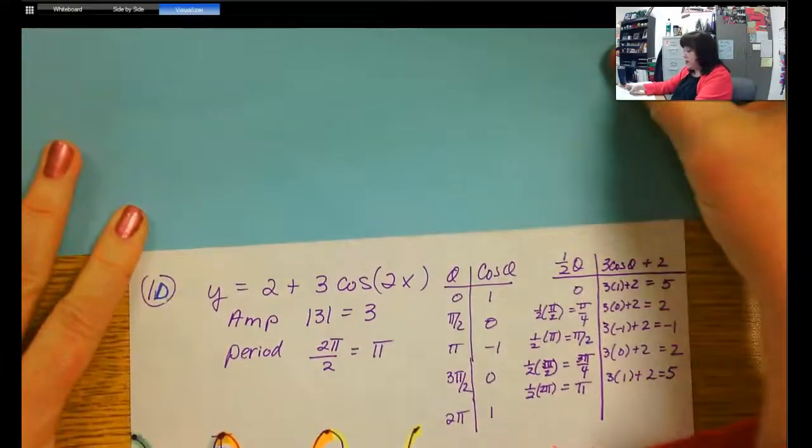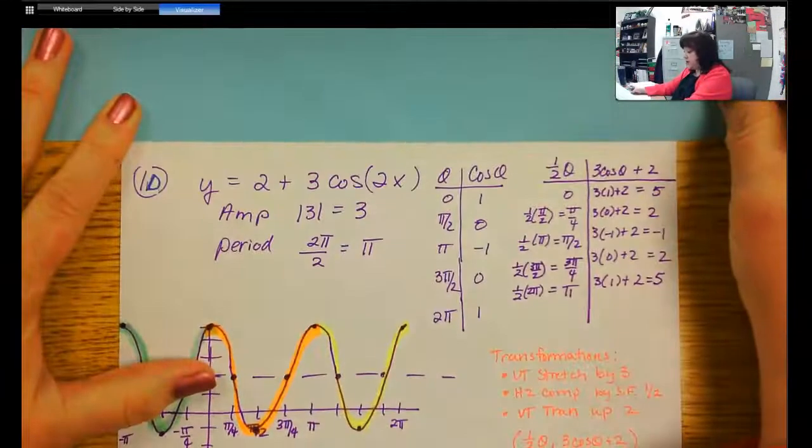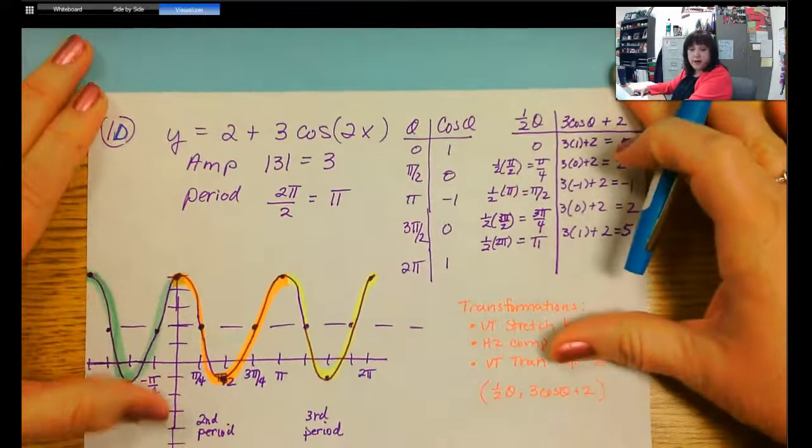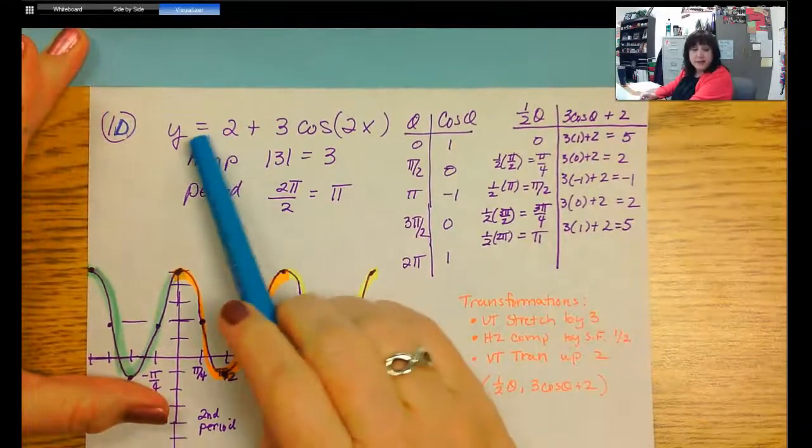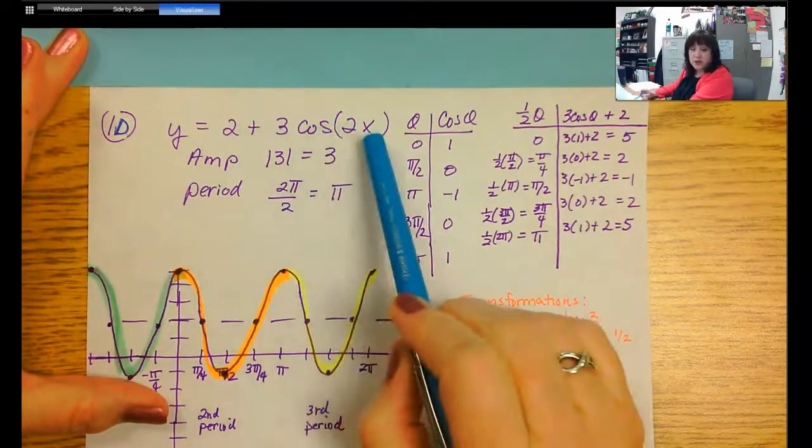All right, moving along. I have problem D, which is right here. I wrote them backwards on this sheet of paper, so I'm going to cover up E while we talk about this one. So 1D is y equals 2 plus 3 cosine 2x.